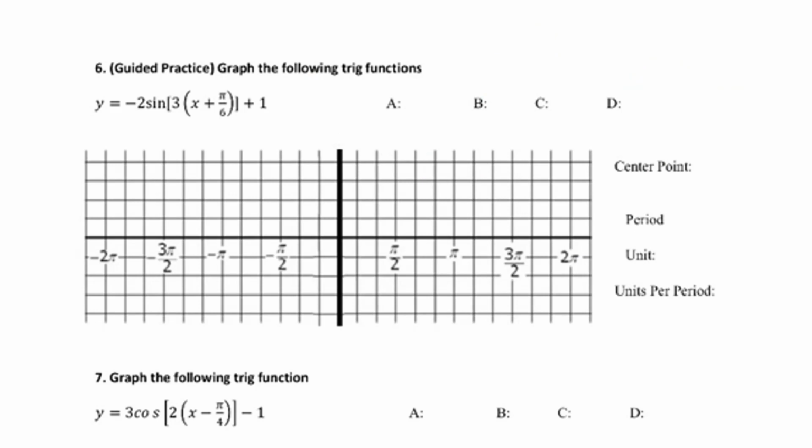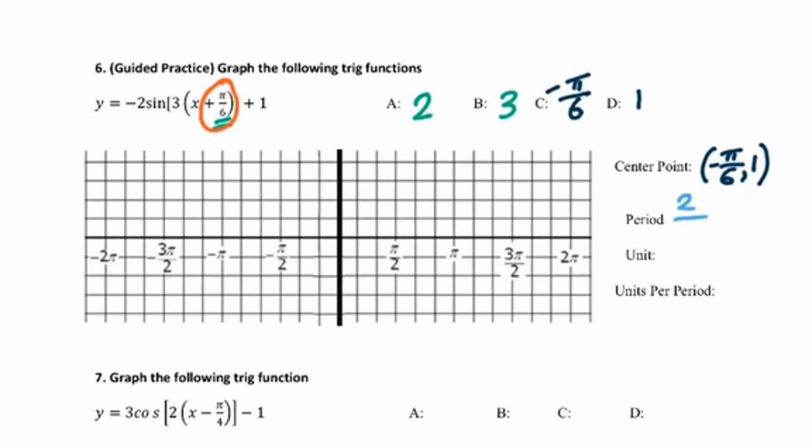Graph the following trig functions. First of all, you will figure out the A, B, C, D. A will be 2. B is 3. C is opposite to this number because inside there is a liar, negative pi over 6. Then we have D equals 1. Center point will be negative pi over 6, 1. Remember, inside there is a liar.